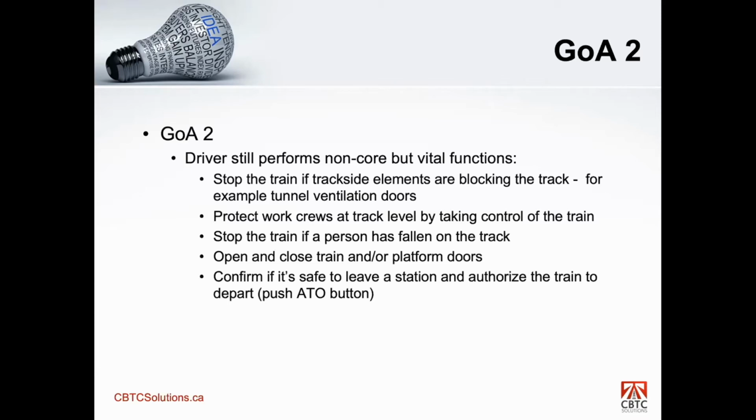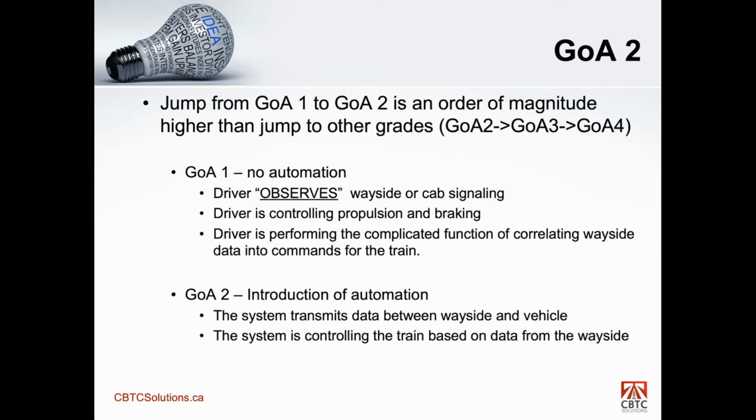And finally, when the dwell has expired at the station, the driver determines if it's safe to leave the station and authorizes the train to depart. Usually it's by pushing an ATO button to allow that train to leave in automatic. And what it shows here is the system is taking care of the train in terms of moving automatically, but it is the driver that's still ensuring the safety of the system when it gets into the station platforms and also at track level under certain situations.